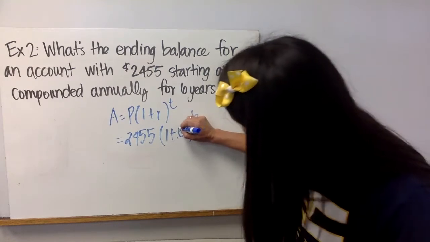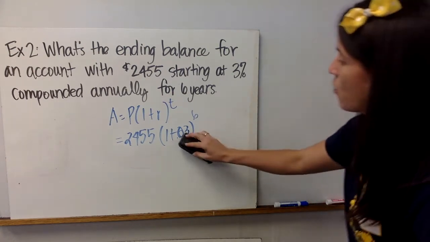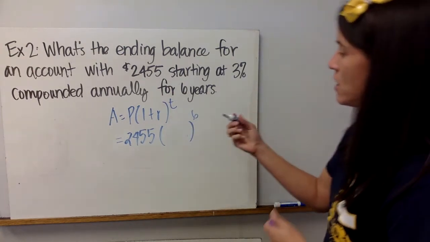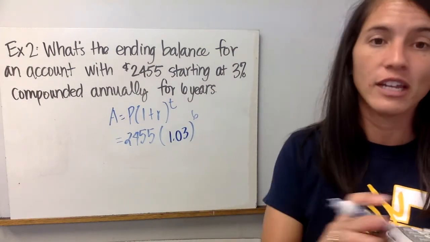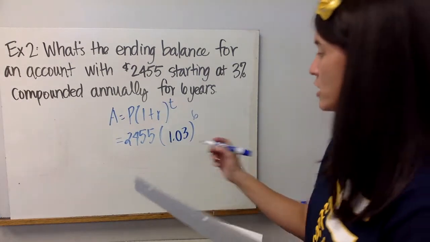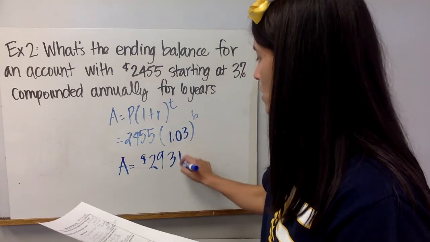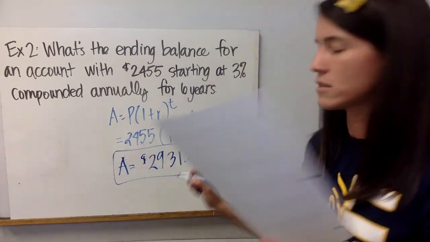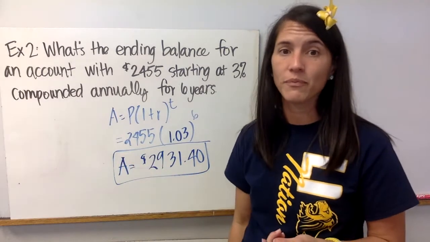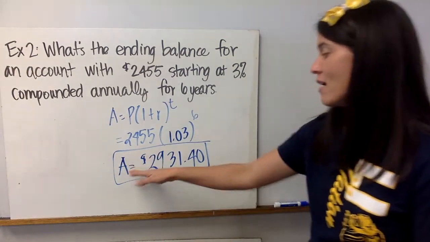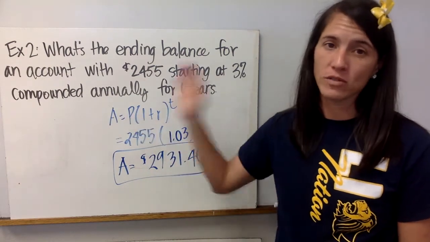So this one, whoops, that kind of looks like a 0. And one thing you might get good at is noticing that 1 plus 0.03 is 1.03. So you can start just putting that in once you get used to it. And when you plug this into your calculator, you should get an amount, $2,931.40. I think you need to round, 0.38 something, 0.39. But $2,931.40 is your ending balance. So the A stands for amount, your ending amount.